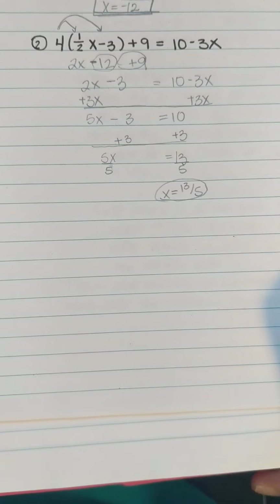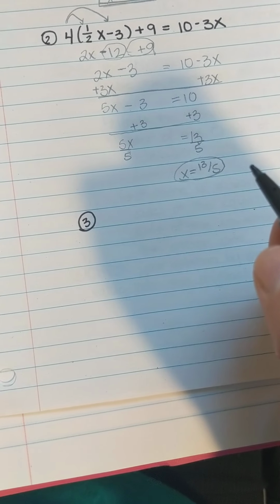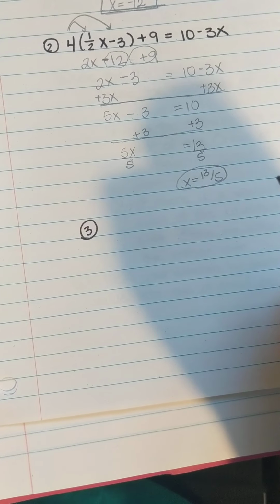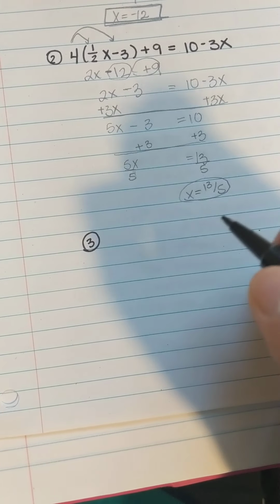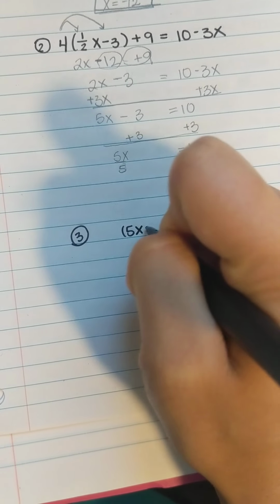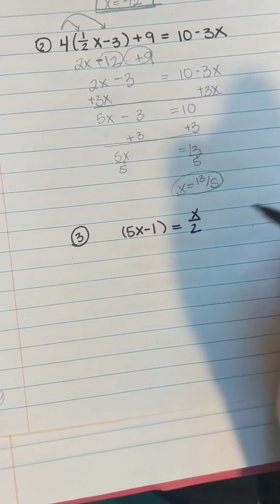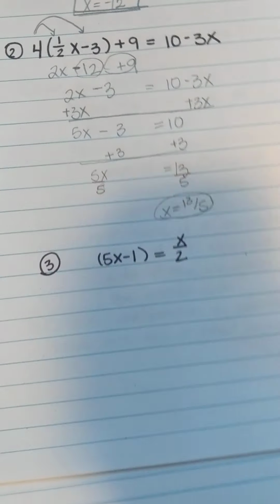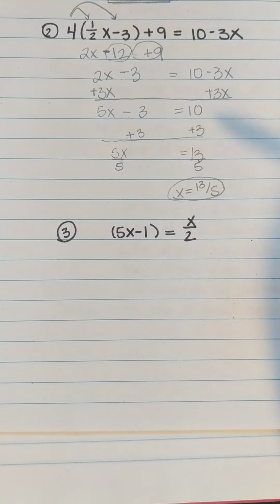Alright, our next problem, number 3. Okay, let's see. Alright, we are going to work with 5x - 1 = x/2. Alright. Well, let's see what's going on here.